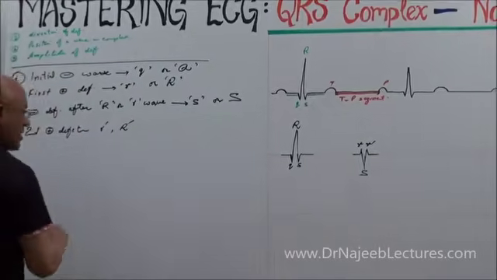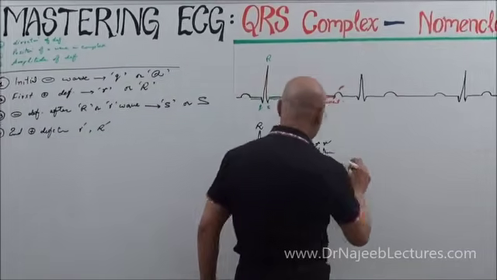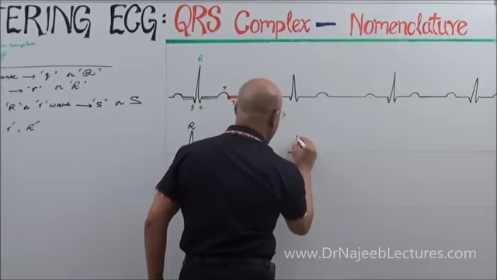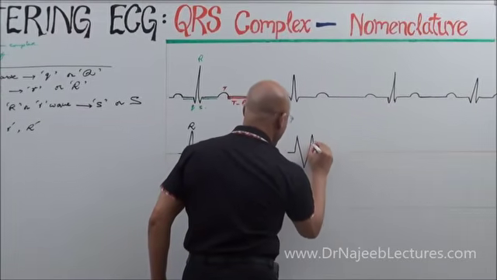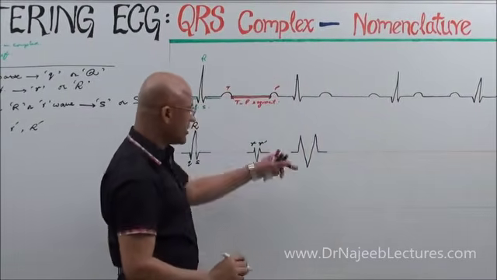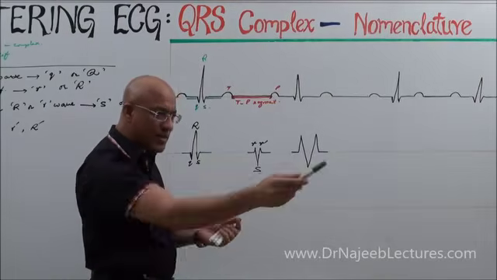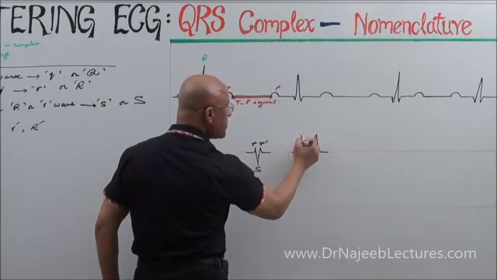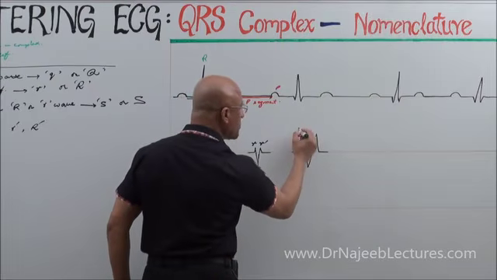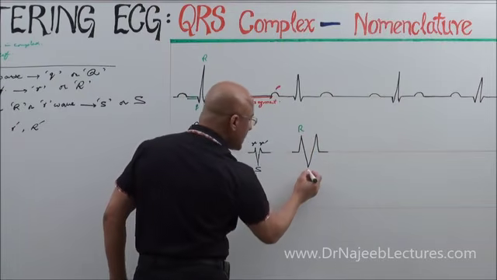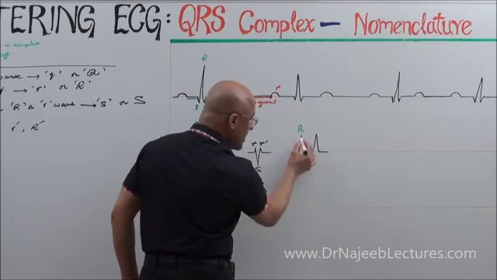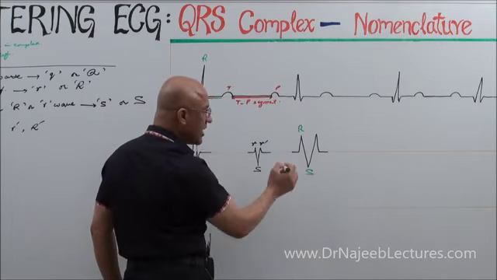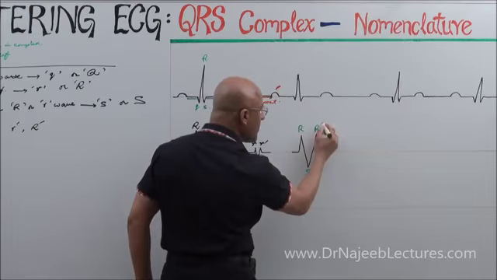Now let's suppose I draw another complex here. What is this? Now you will tell me. Yes, doctor. This is which wave? First positive deflection should be R, but capital. And after the R wave, the negative deflection is S. S wave, very good. And it is a large deflection. And then there is R prime.